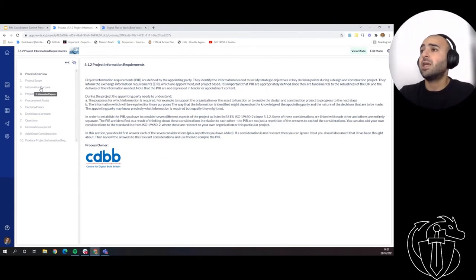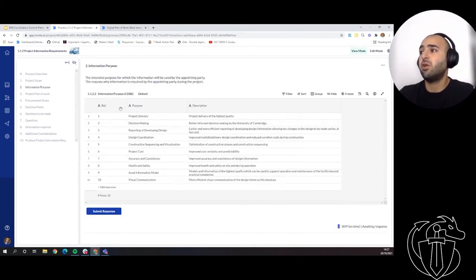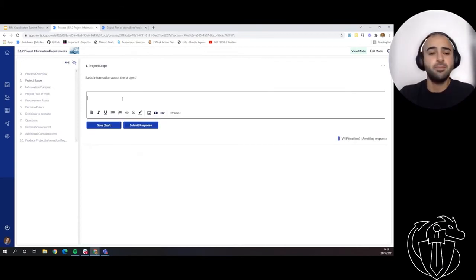So I can define things like my information purposes, and you can see that here I'm entering them in a tabular format that's structured.